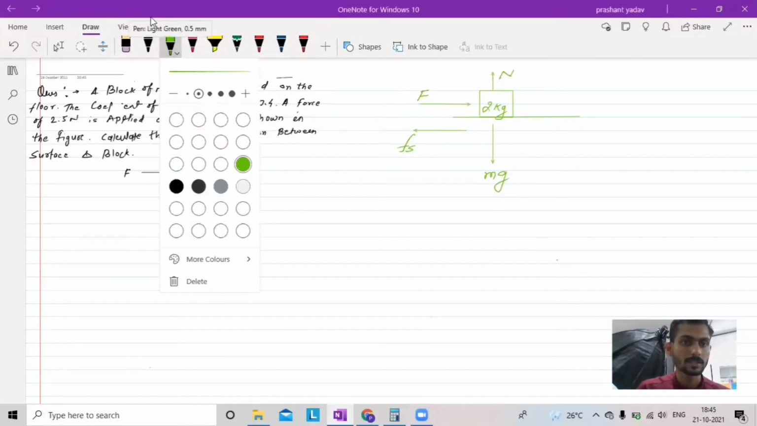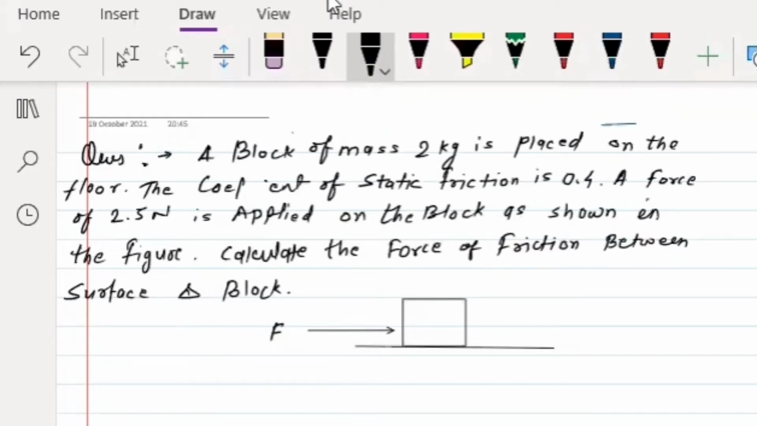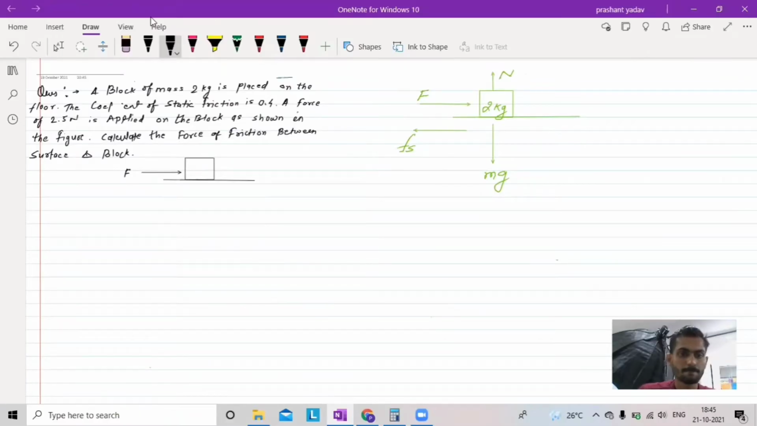So in the question, it is given that a block of mass 2 kg is placed on the floor. The coefficient of static friction is 0.4. A force of 2.5 Newton is applied on the block as shown in the figure. Calculate the force of friction between surface and block.